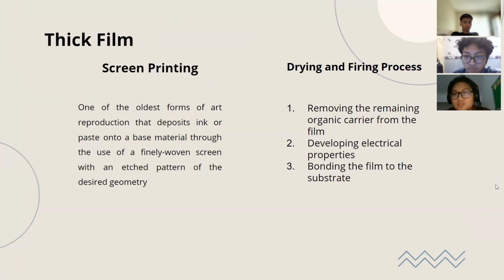And the second step is the drying and firing process. This is done because it removes the remaining organic carrier from the film. It develops the electrical properties of the ceramic humidity sensors, and lastly, it bonds the film to the substrate or the base materials.